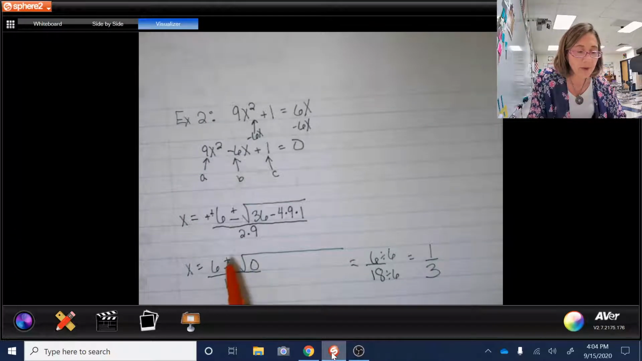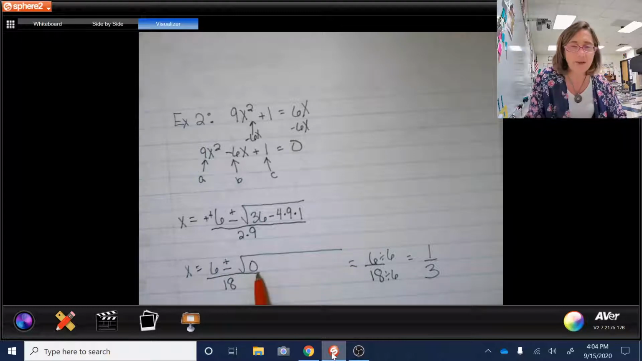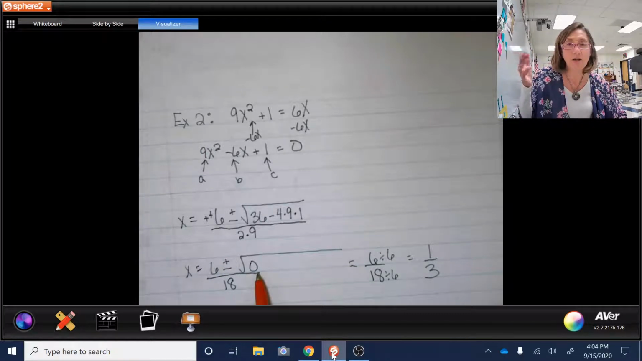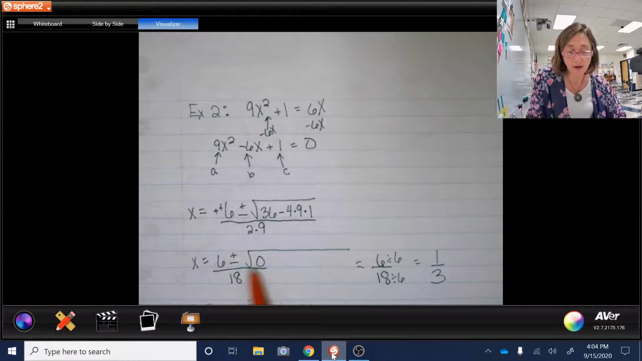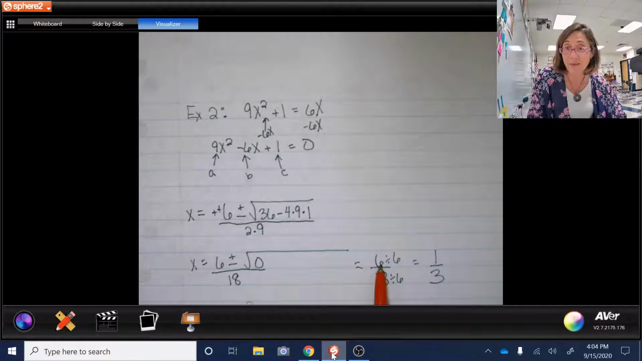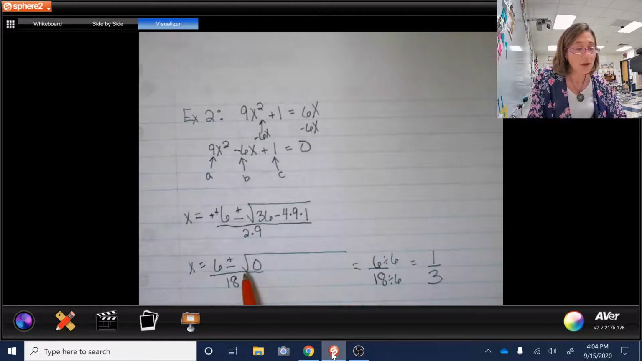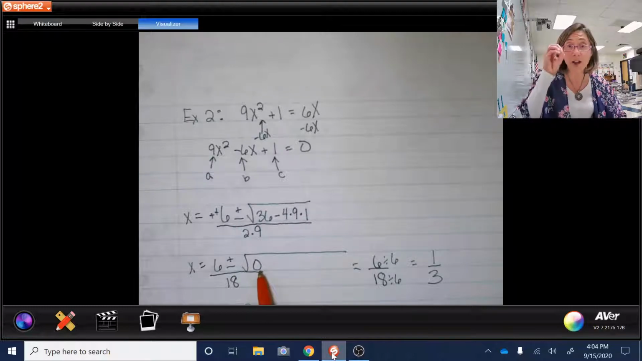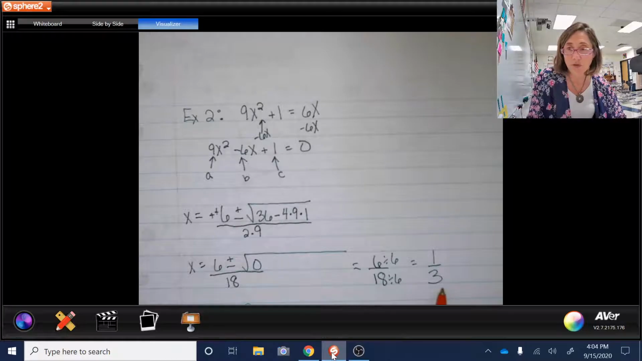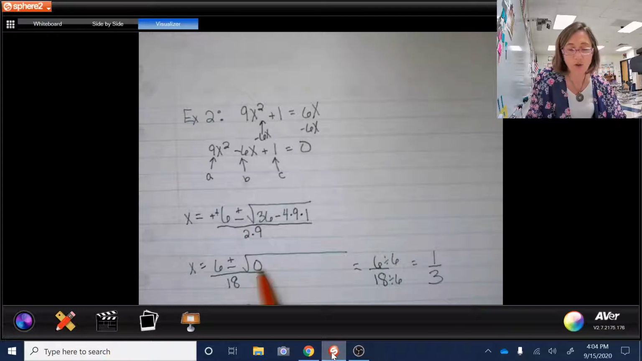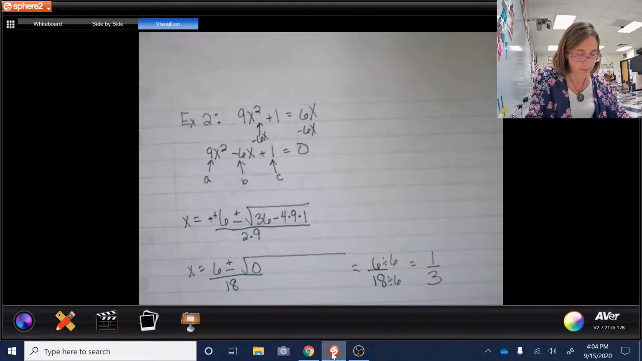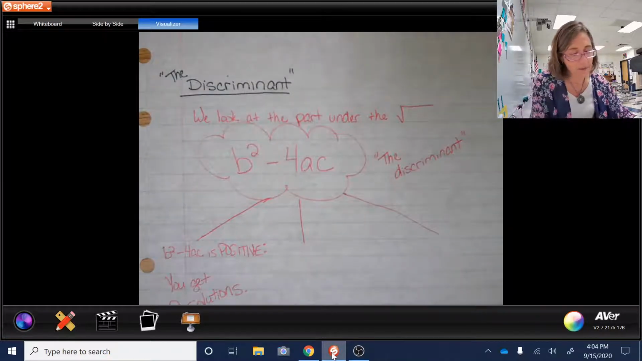Well, if you have 6 plus 0 or 6 minus 0, does it even change anything if you add 0 versus subtracting 0? It doesn't change anything. No matter what, that numerator was going to come out to this 6 that we had right here over 18, and then we had reduced it. So if the discriminant, the part under the radical, comes out to 0, you're only going to get one solution. It's not that the solution is 0, but the discriminant is 0, so you only get one answer to the problem. Okay, so let's put that on here.